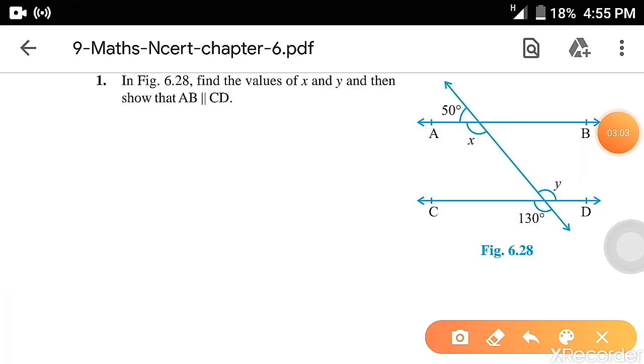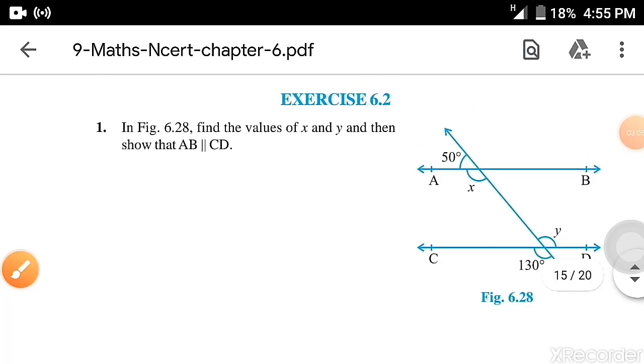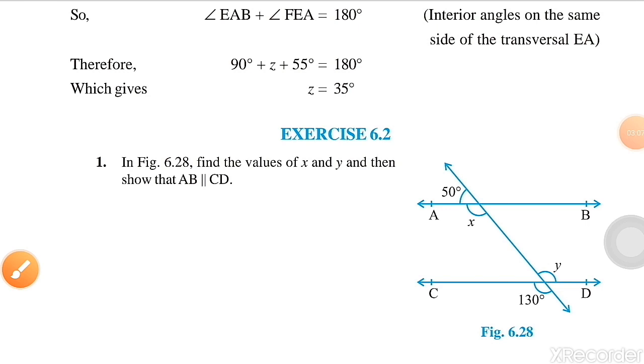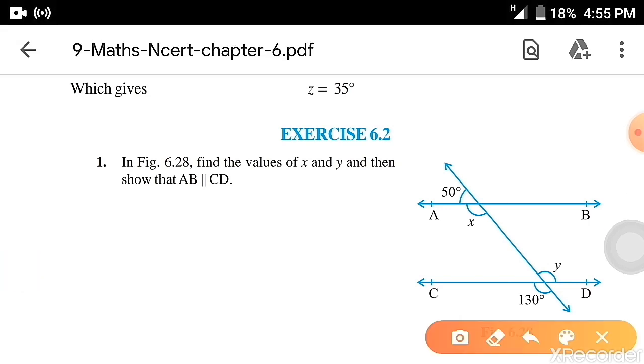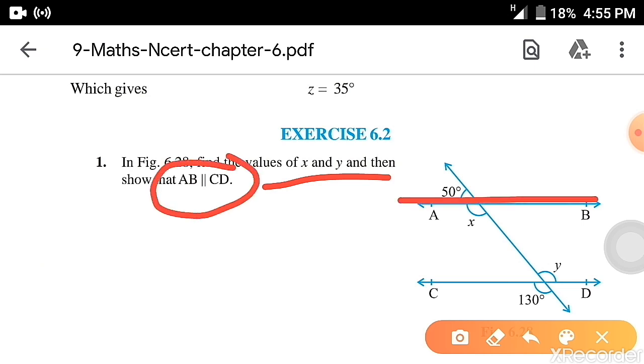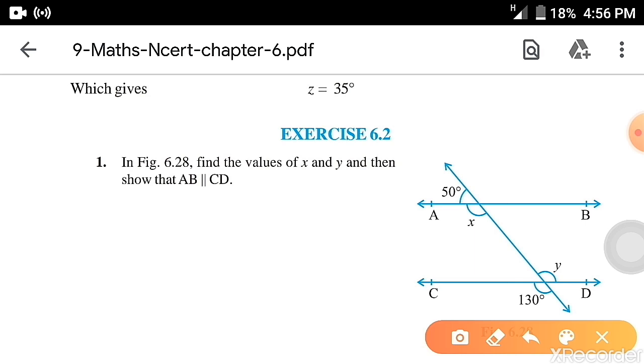See the first question of the exercise 6.2. You can see this is the question, and you have to find out the value of x and y, and after that you have to prove that AB is parallel to CD. That means this line is parallel to this. First we have to find out the value of x and y. You can see that x and 50 form a linear pair. If we add these two, the answer will be 180 degrees, and the rest I will explain in the solution.